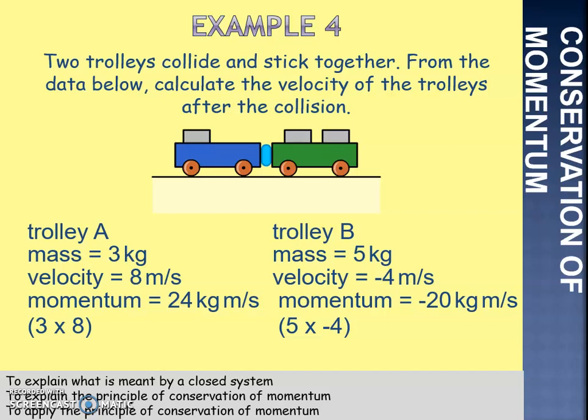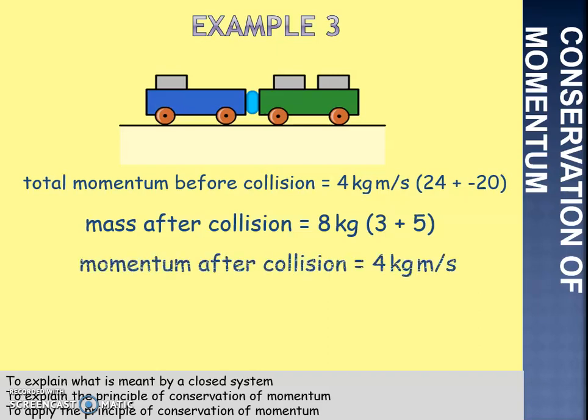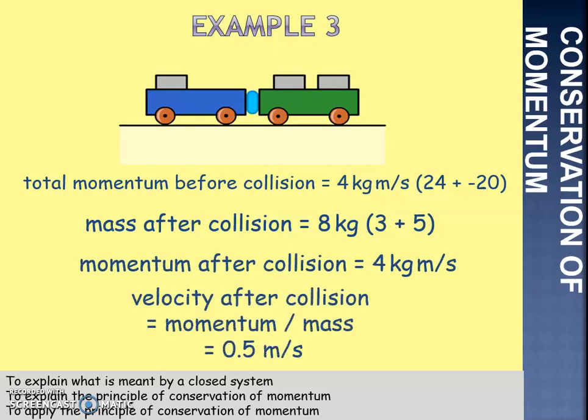Momentum of trolley A is 24. Momentum of trolley B is minus 20. That means our overall momentum is 4 kilogram meters per second. 24 add minus 20. After the collision, total momentum will also be 4. But because they collided and stuck together, they've changed the mass. The mass is now 8 kilograms. We know the momentum after collision has to be 4. Momentum divided by mass gives us velocity, which is 0.5 meters per second to the right. It is a positive correlation.